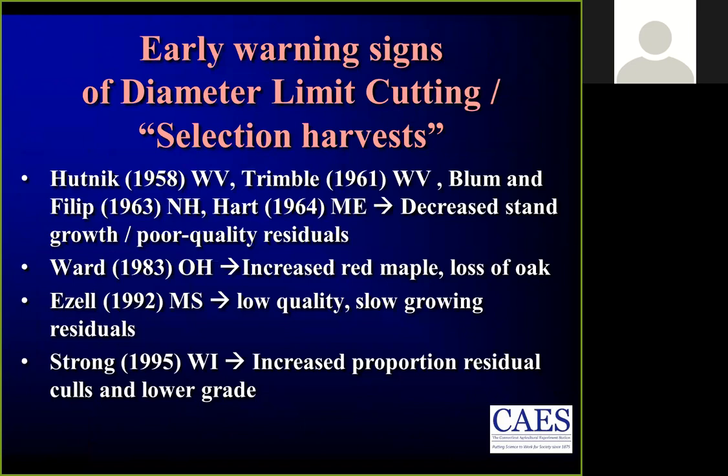There was some work out of West Virginia by Hudnick and Trimble, you know, back around 1960. Bloom and Phillip, 1963 in New Hampshire, Hart in Maine. They all found decreased stand growth and poor quality residuals when you went in there and just did strict diameter limit cutting. I have to say, I also did my master's thesis on that in Ohio back in '83. Ezo in Mississippi found the same thing down there. And Strong in Wisconsin also reported a higher proportion of residual culls and lower grade when you went in and did diameter limit cutting.